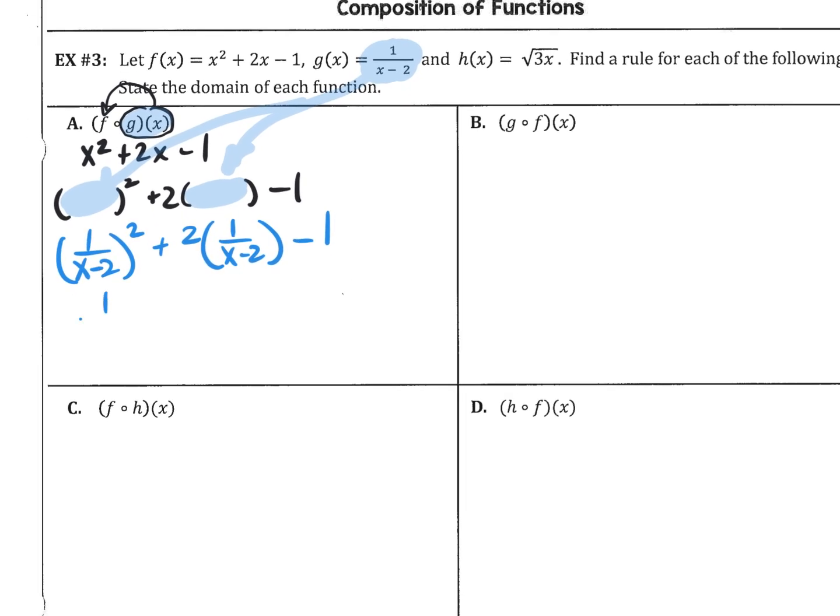1 squared is 1, so we can do 1 over X minus 2 squared. 2 times 1 is 2, so 2 over X minus 2, and then minus 1, and we can leave it that way. Now, we have to figure out the domain. Looking at this new function, is there anything I cannot plug in for the domain? Is there anything that's going to make the denominator go to 0?